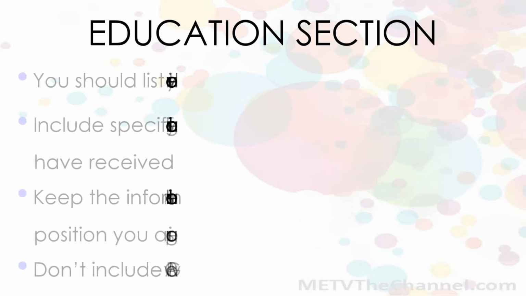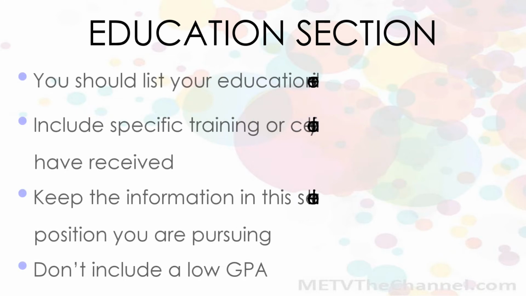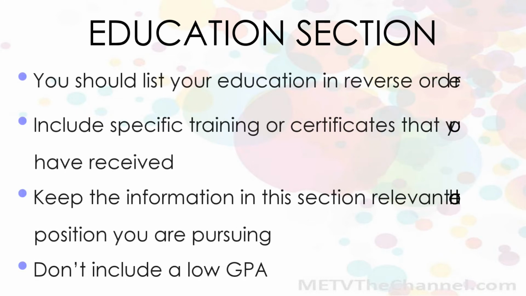Now on to the education section. You should list your education in reverse order. Include specific training or certificates that you have received. Keep the information in this section relevant to the position you are pursuing. And lastly, there's no real need to include your GPA, especially if it's a low one.